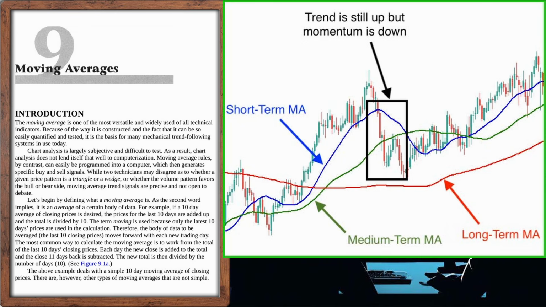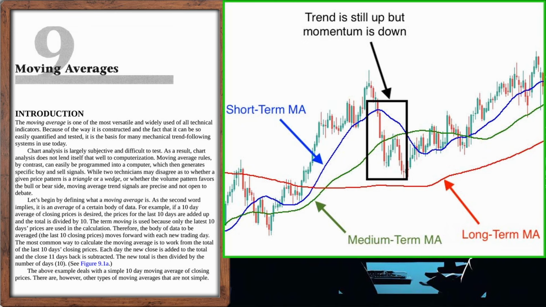Chart analysis is largely subjective and difficult to test. As a result, chart analysis does not lend itself that well to computerization. Moving average rules, by contrast, can easily be programmed into a computer, which then generates specific buy and sell signals. While two technicians may disagree as to whether a given price pattern is a triangle or a wedge, or whether the volume pattern favors the bull or bear side, moving average trend signals are precise and not open to debate.